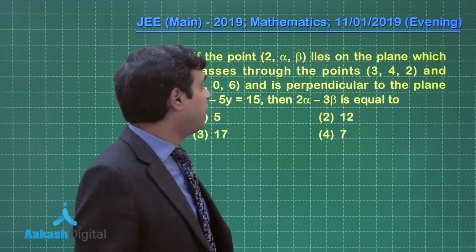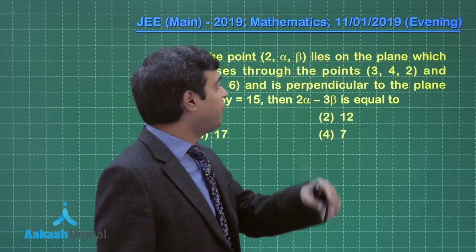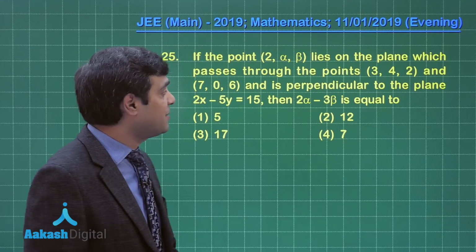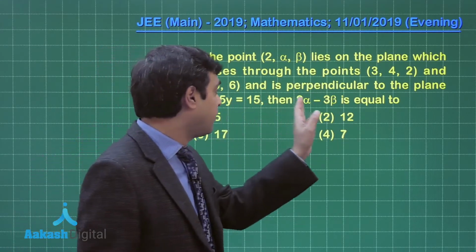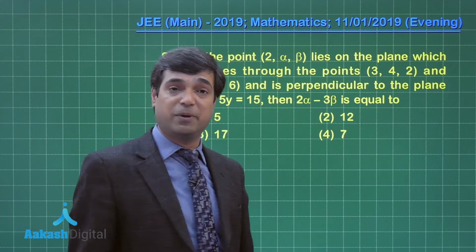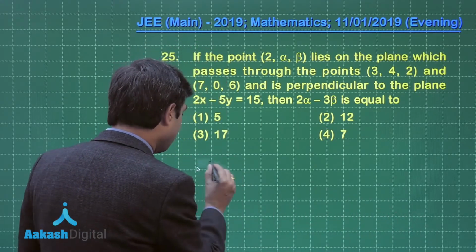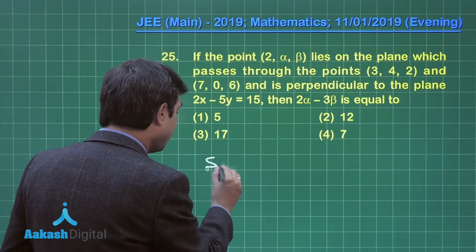Let's consider the next one. If the point (2, alpha, beta) lies on the plane which passes through the two given points and is perpendicular to a given plane, then we have to find 2 alpha minus 3 beta. So let's start this question. Can we write the equation of this plane?